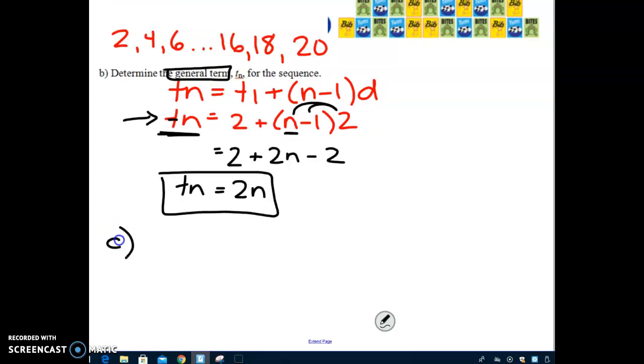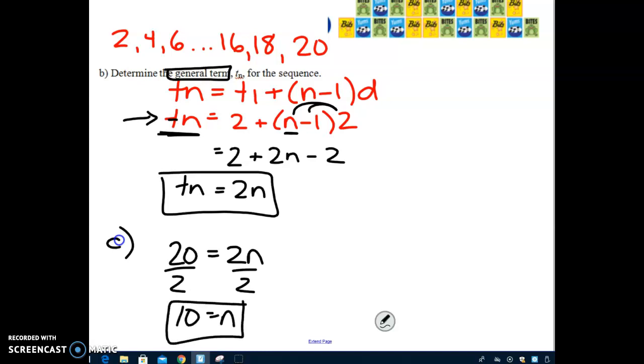Now there should be a part C here that says, what is the number of rows in the display? So if we know that Tn is 20, and the equation is Tn equals 2n, we just have to divide that 2 to say that 10 is the number of rows in the display. Again, pause the video here if you need more time.